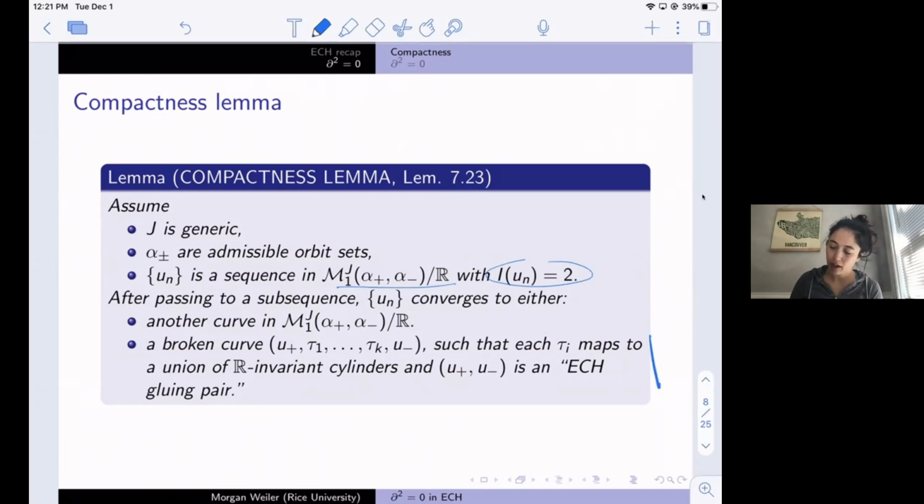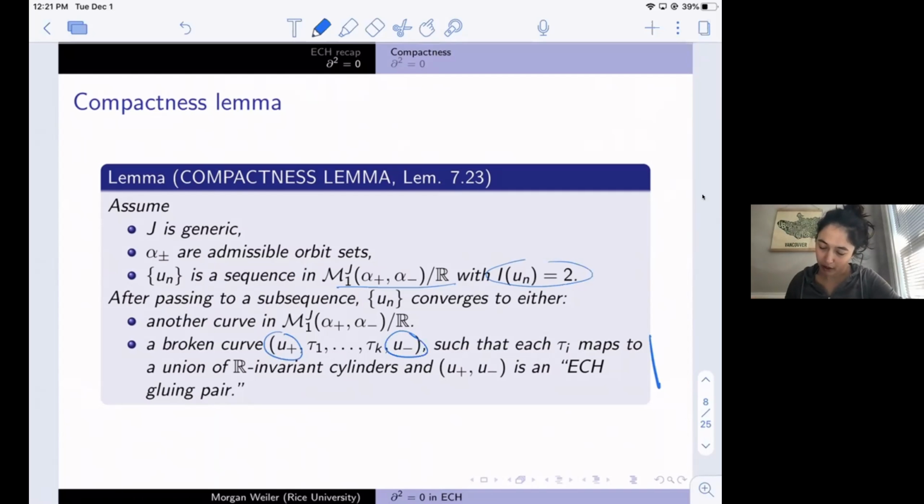So it's broken into 2 plus some number of levels. And each of these middle levels is a union of R invariant cylinders, or is a cover of a union of R invariant cylinders. And then these outer 2 is what's called an ECH gluing pair. So we're going to prove first that we get this setup, and then I'll define what an ECH gluing pair is, and we'll prove we actually get an ECH gluing pair.